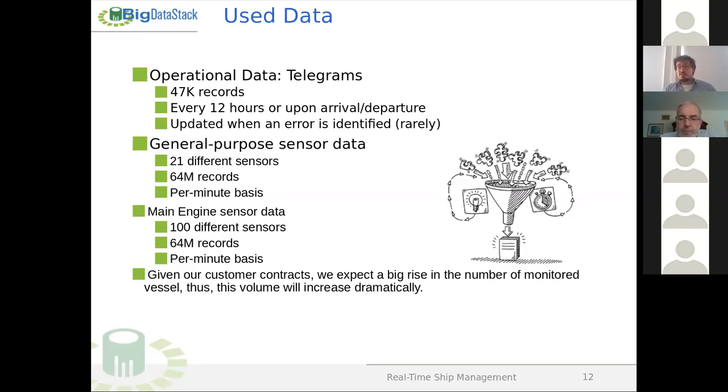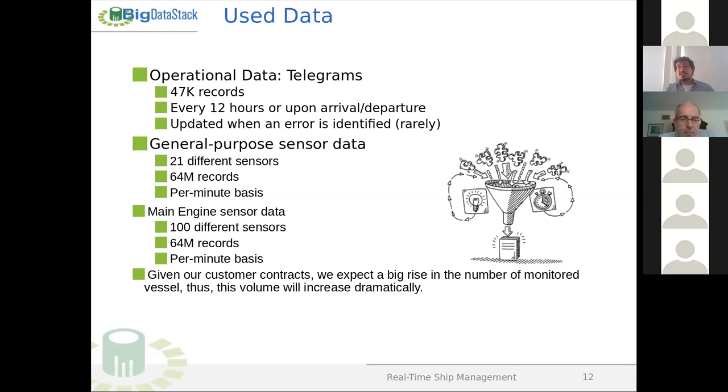We have general purpose sensor data from 21 different sensors on board, which collect values on a per minute basis. Given the number of vessels for which we provided data, this adds up to 60 million records. And last but not least, we have main engine sensor data from 100 different sensors. That again adds up to 60 million records, on a per minute basis.